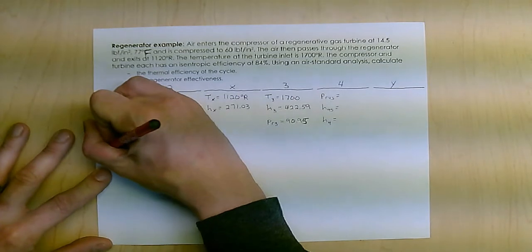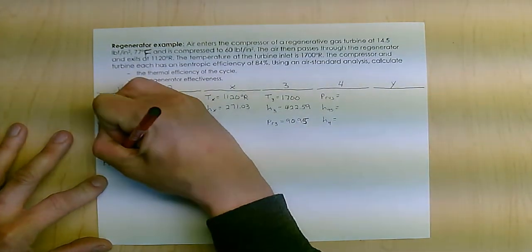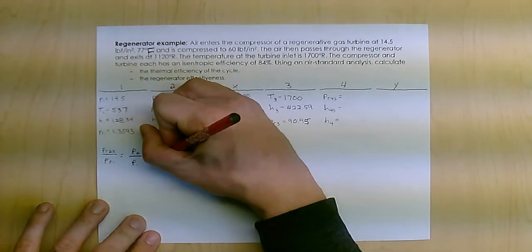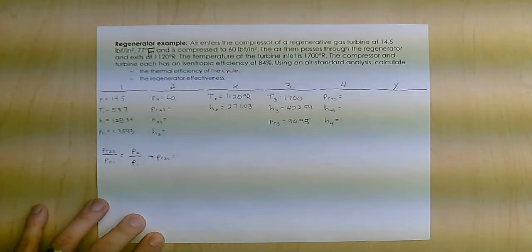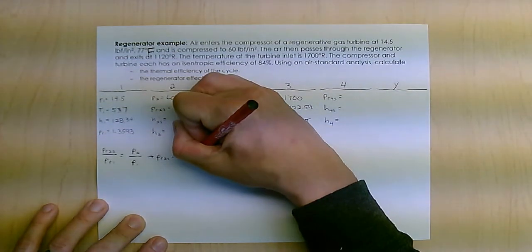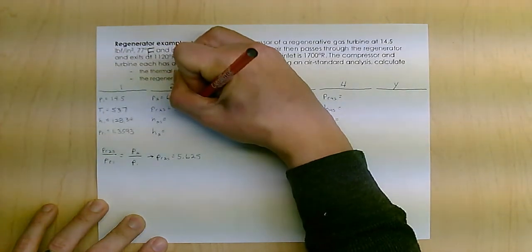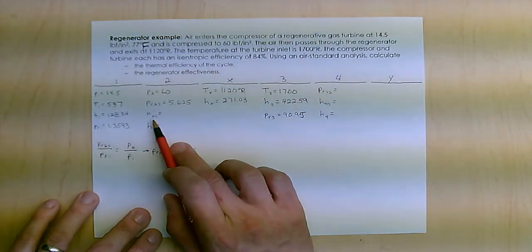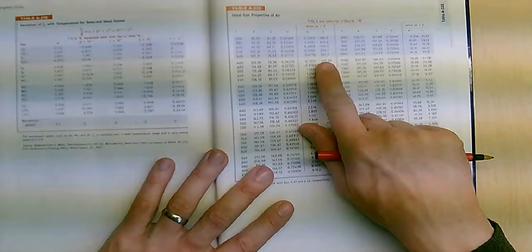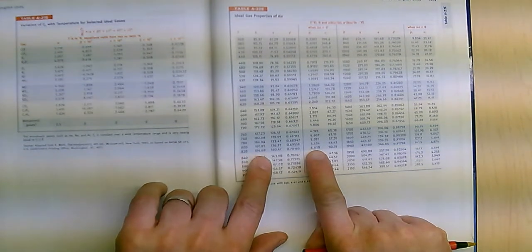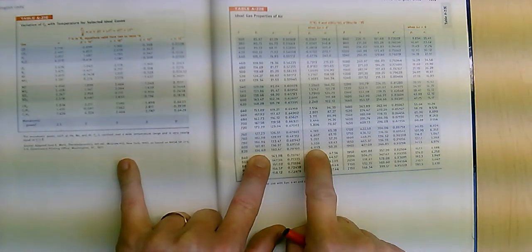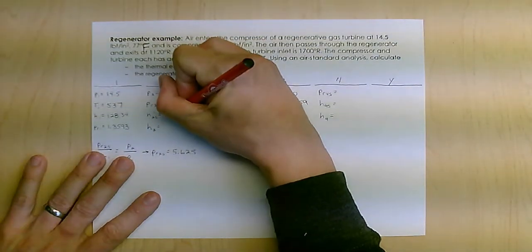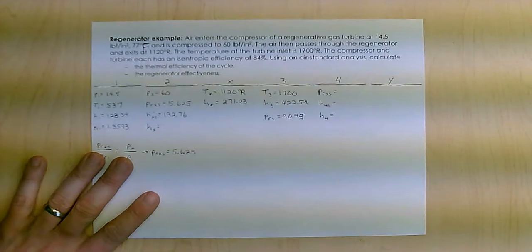First things first, I'm going to find PR2S, the isentropic case, the best case, using my pressure ratio that I have here. I know my pressures, I know PR1. From that, I can calculate PR2S to be 5.625. Now that I have PR2S, I can look up H2S. So 5.625, I go over here, and 5.625 will be in this range right here. Gives me an H of approximately 192.76. Now this is the ideal enthalpy if it was isentropic. However, this is not ideal.